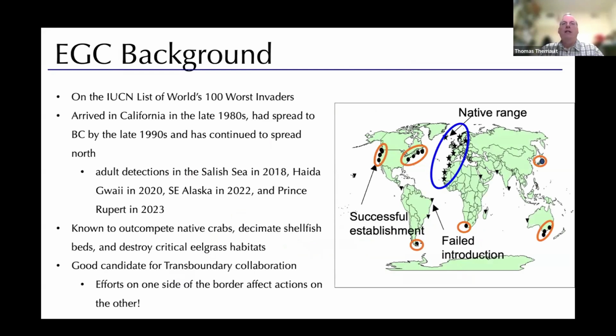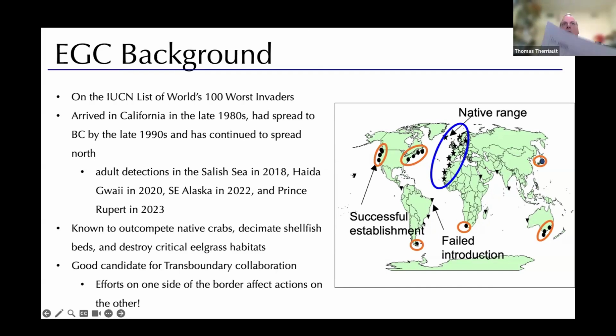This species arrived in California, San Francisco Bay in the late 1980s with shipping material, bait worms or seafood, and like other species with a long-lasting larval stage, which we'll hear a little bit more detail in a few minutes, it allowed it to spread northwards at a fairly rapid rate. We've seen detections all the way up to Haida Gwaii, Southeast Alaska, and Prince Rupert over the last 2 or 3 years. And then our focus today is to think a little bit more with respect to the introduction into the Salish Sea.